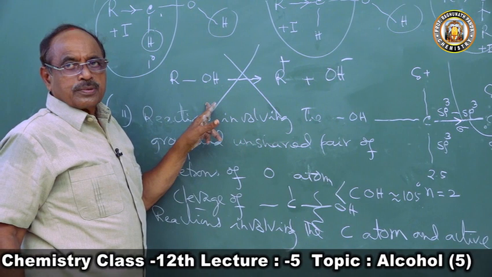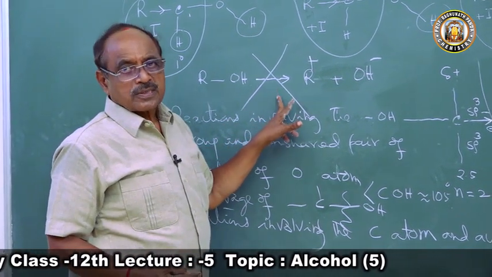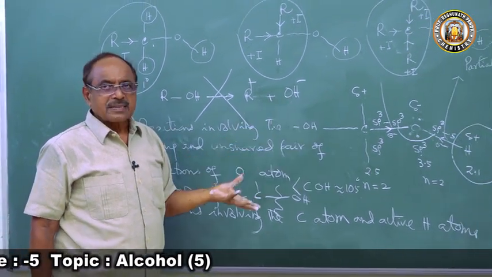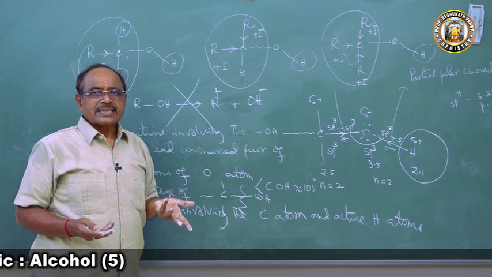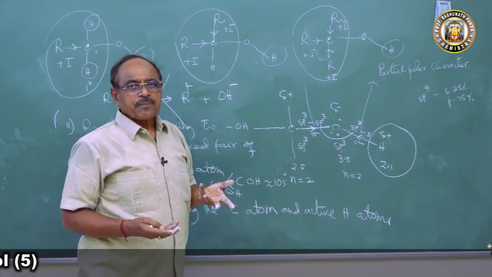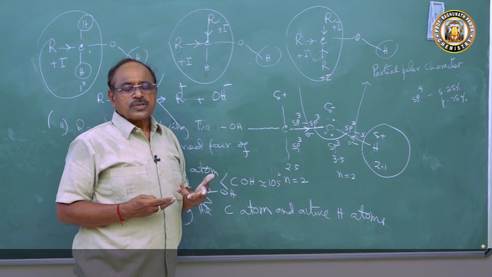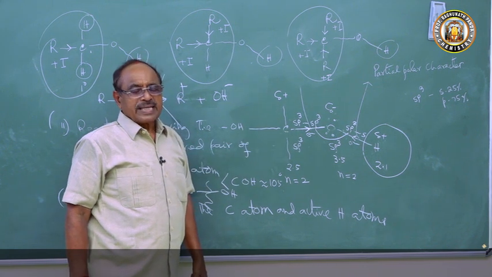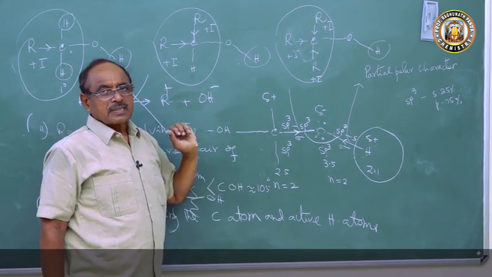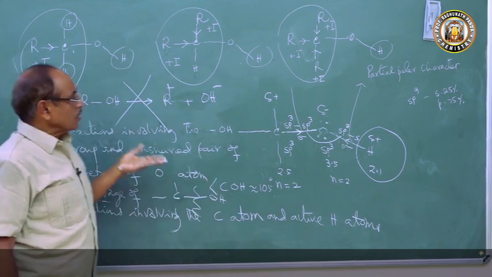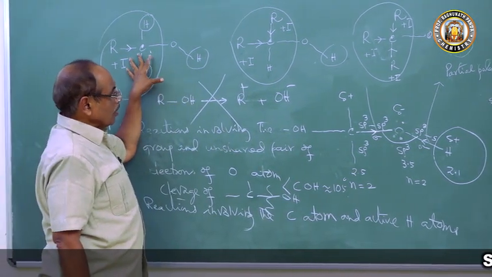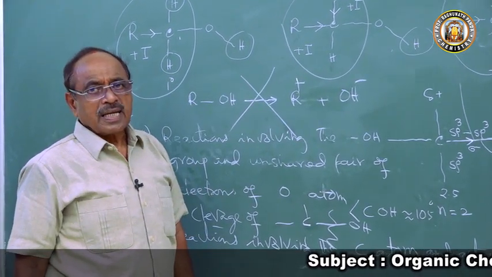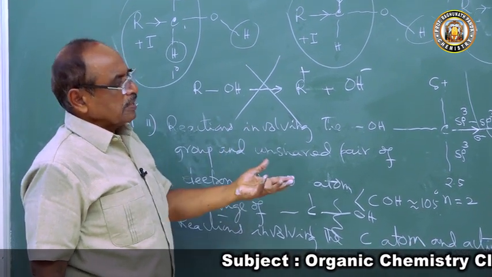I will explain why this reaction is not possible, and how the OH group then can be replaced. How the reactions involving the OH group can take place, we have to explain by taking into account the nature of the bond. So the order of reactivity of primary alcohol will be different from secondary alcohol, and different from tertiary alcohol. Now this part is very clear.